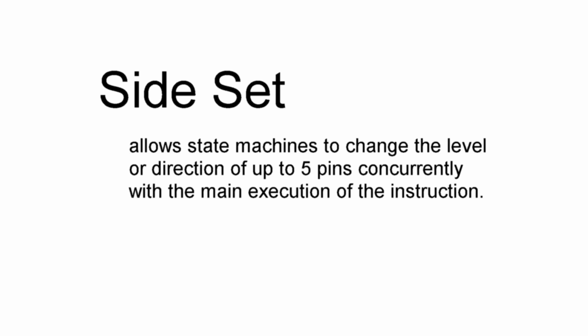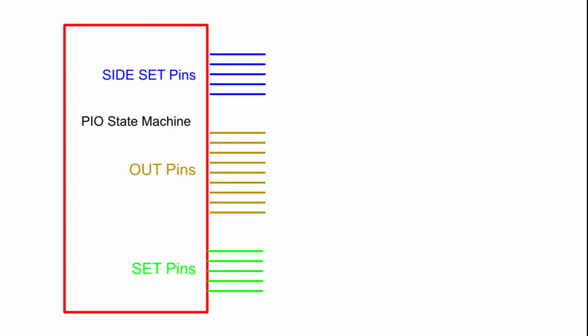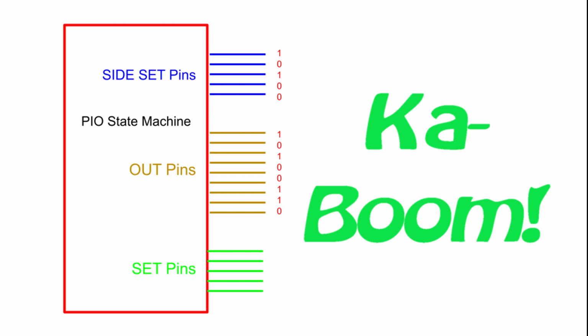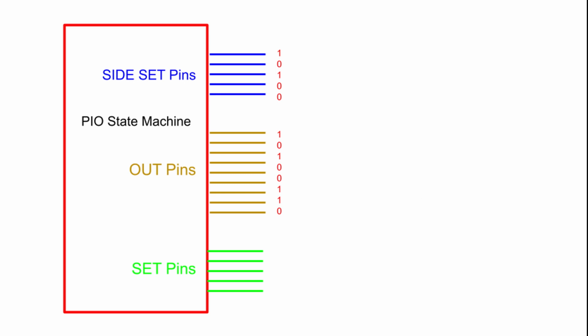Side set is a feature that allows state machines to change the level or direction of up to 5 pins concurrently with the main execution of the instruction. For instance, if we were to output an 8-bit byte using the out instruction, we can simultaneously output a data ready signal on a side set pin or pins.